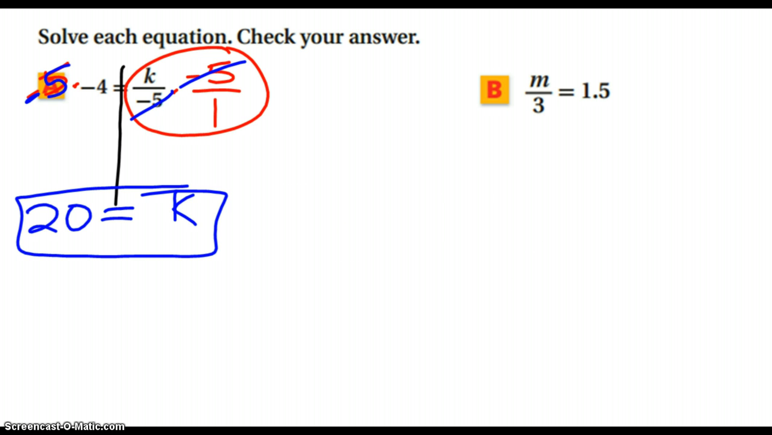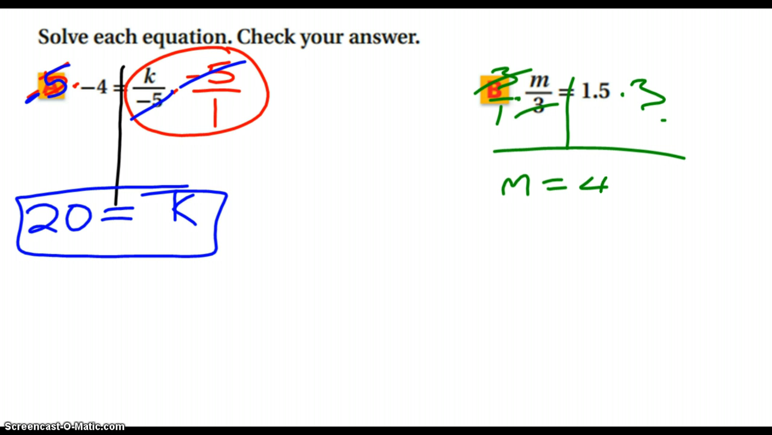Alright, so that's how we do those. Same thing with B. M is being divided by 3, so I'm going to multiply by 3 on both sides. Those cancel, I'm left with M equals 1.5 times 3, 4.5. So that's how we do those.